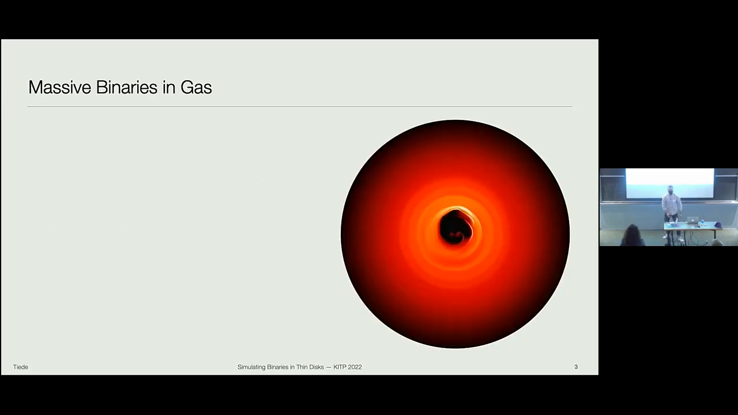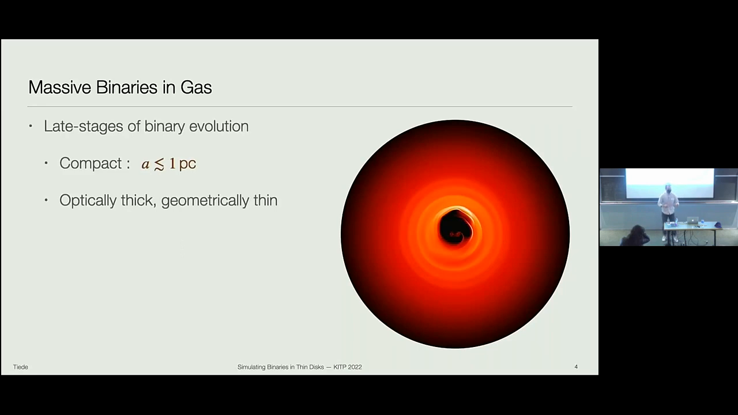Okay, so for starters, if we're thinking about these massive binaries embedded in accretion disks, what exactly are we thinking about? Well, we tend to think about compact, late-stage supermassive binaries where there's been some galaxy merger and these binaries have come together and they've managed to shrink their radii down to a parsec or less. But this is before they've actually formally entered a gravitational wave emitting regime.